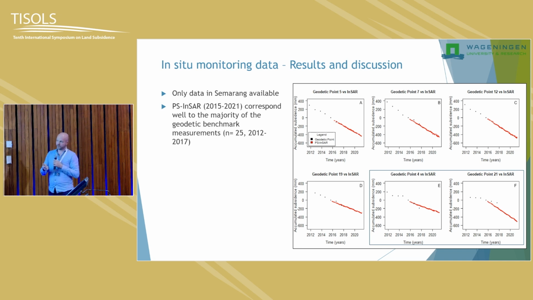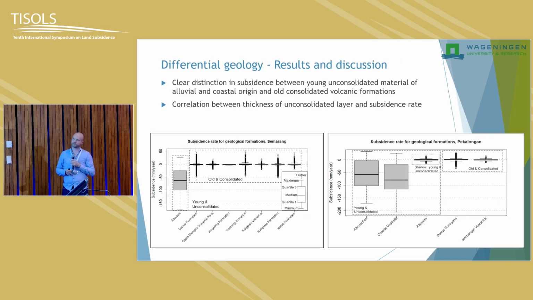There's a few who are a bit less connected, and we plotted here 2 examples of, let's say, the worst, the least performing benchmarks. I mean, the trend is in the same direction, but of course there's some absolute value difference. But most of them are in correspondence, so that gives us trust in the quality of the InSAR.